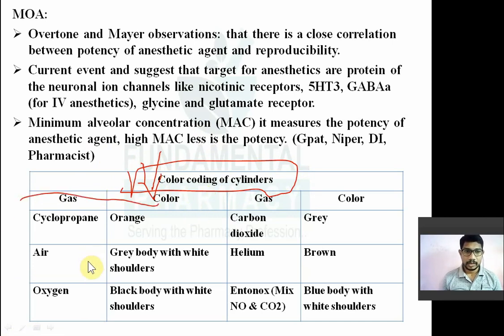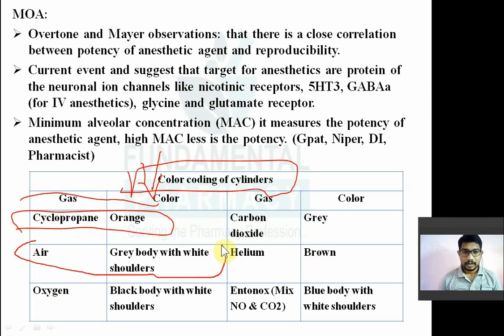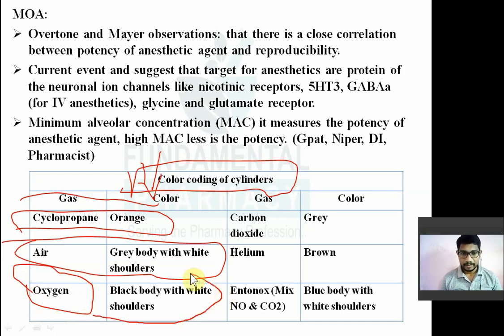Now cyclopropane gas is supplied in an orange colored cylinder. Normal air should be supplied in a cylinder with a white color body and a gray plus white shoulder; that is for air. In the case of oxygen, the cylinder is black in color, with a white neck; there will be a white circle near the neck, and the whole body of the cylinder will be black.